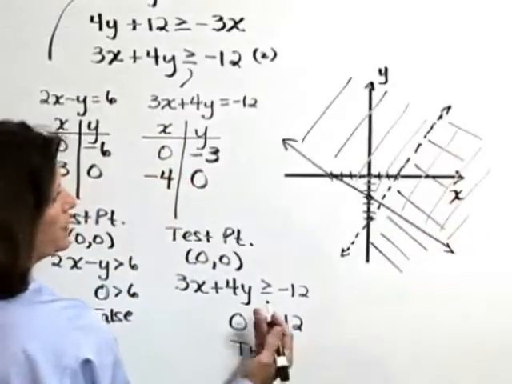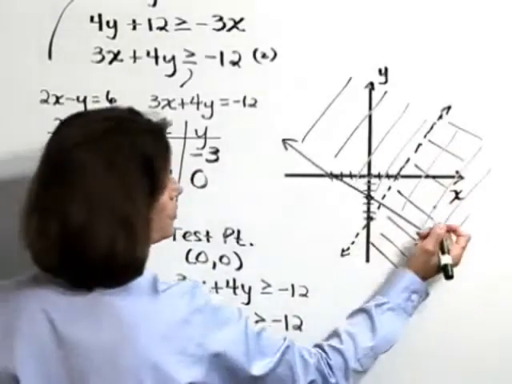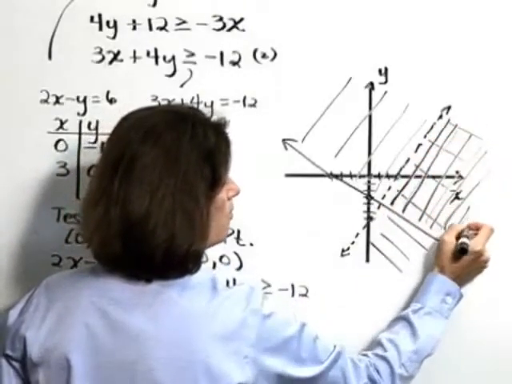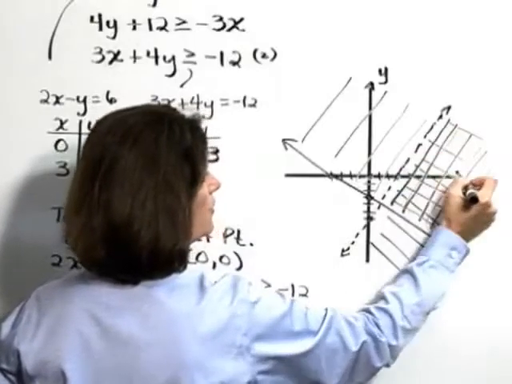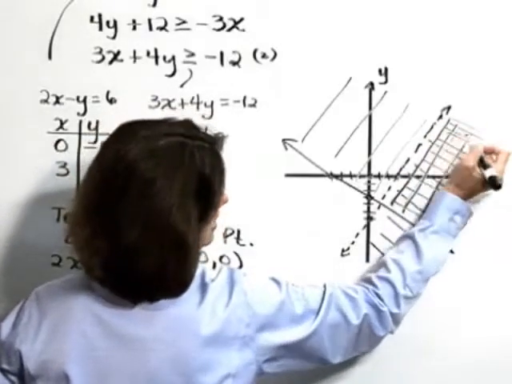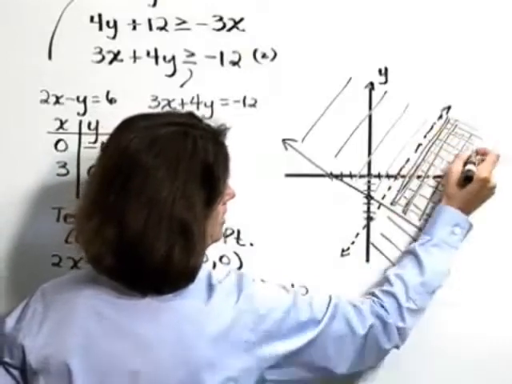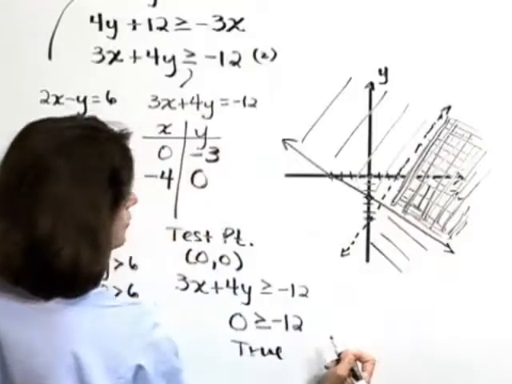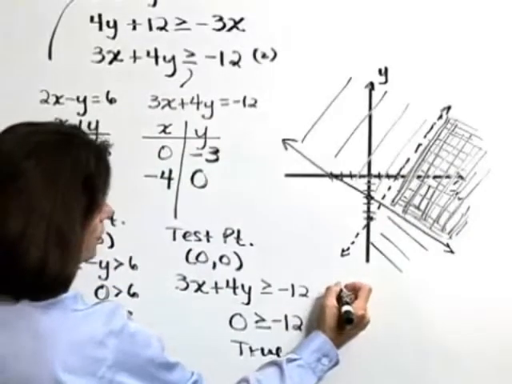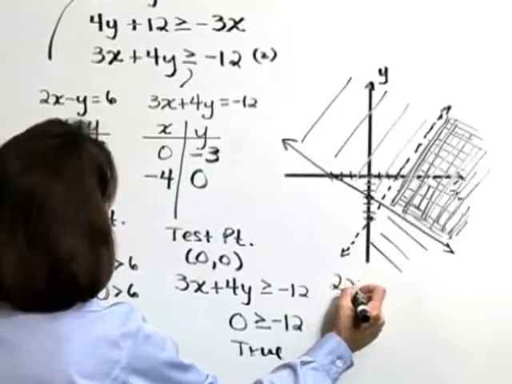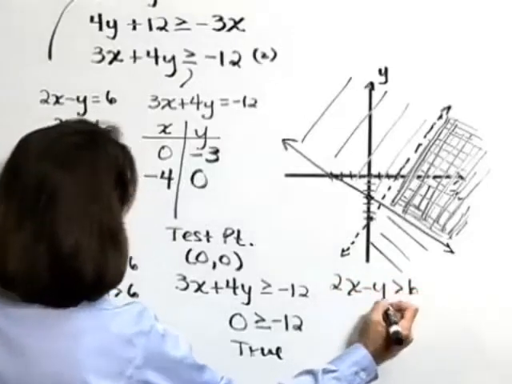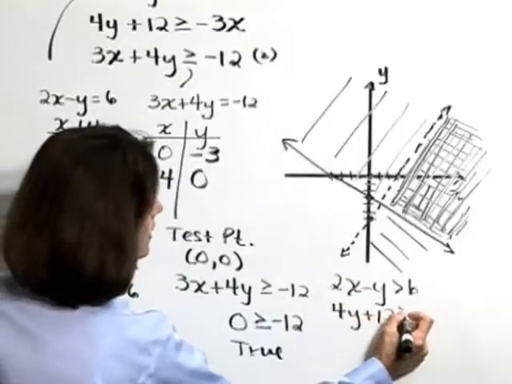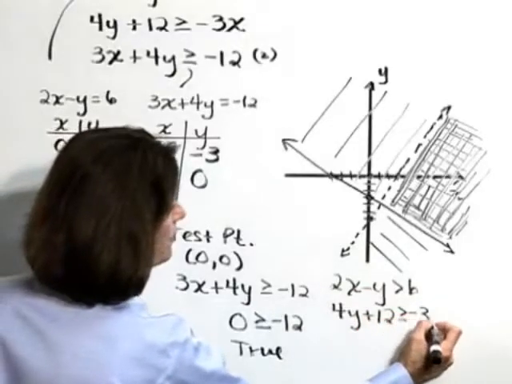Now, as a solution to the system of inequalities, the solution region includes this area that is covered by both inequality solutions, this area of intersection of the shading. So I want you to shade this area a bit darker so we can clearly identify that solution region. And it's the solution region for the system of inequalities. 2x minus y is greater than 6, and 4y plus 12 is greater than or equal to negative 3x.